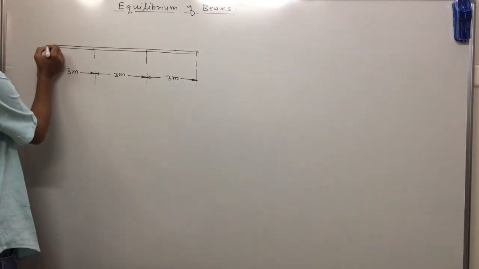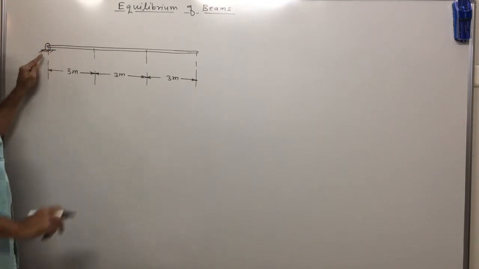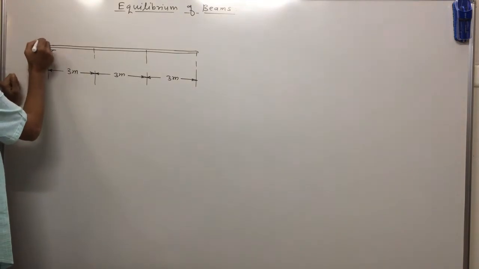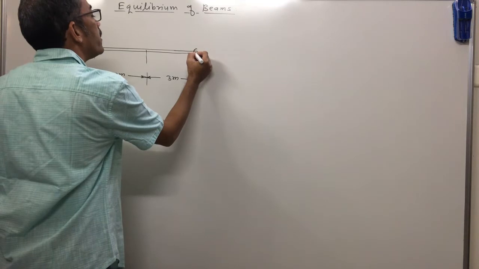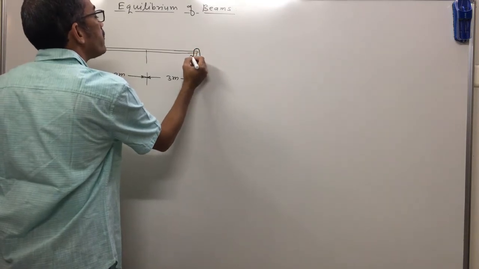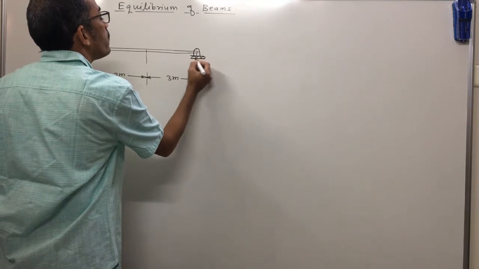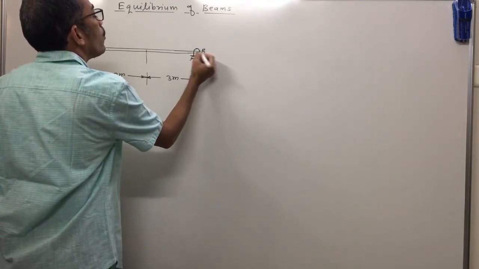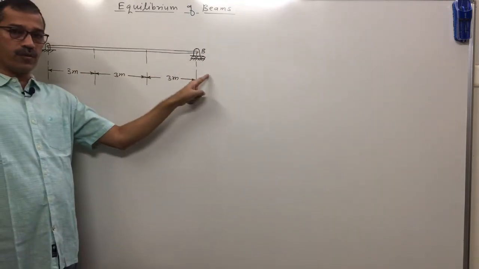On the left side one support is given. You know which type of support this is? This one is a hinge support, and the name of this support is A. There is one more support at the right end, represented something like this, with some rollers. Which type of support are you recalling? Yes, this is a roller support. Hinge support and roller support.